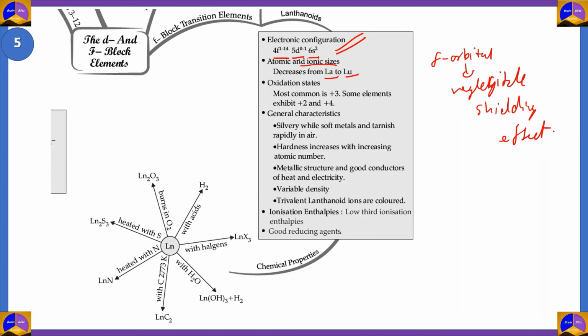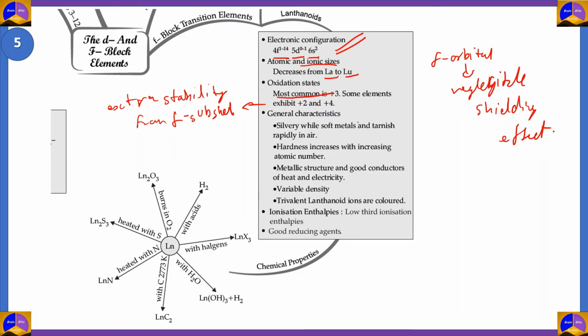When we're looking at oxidation states, the most common oxidation state present across the F block elements, the lanthanoids, is +3. However, some elements can exhibit +2 or +4 oxidation state. This variation depends on the extra stability that they get from the F subshell. So when the F subshell is empty, or half filled, or fully filled, you get extra stability. And so therefore, oxidation states can become +2 and +4 respectively.